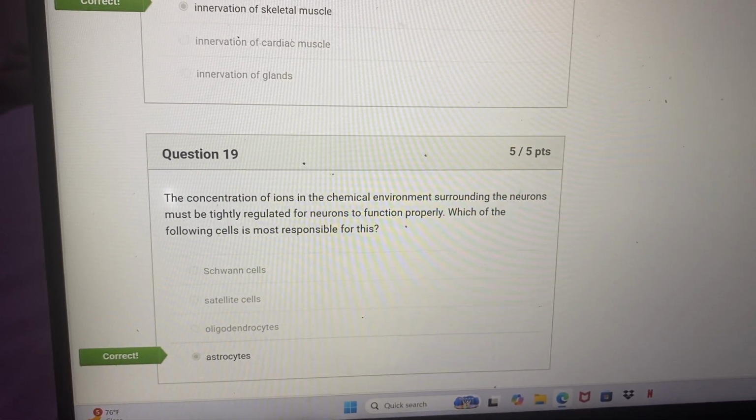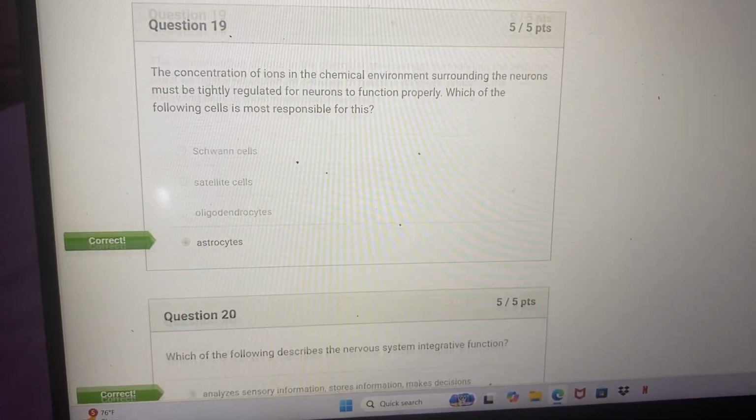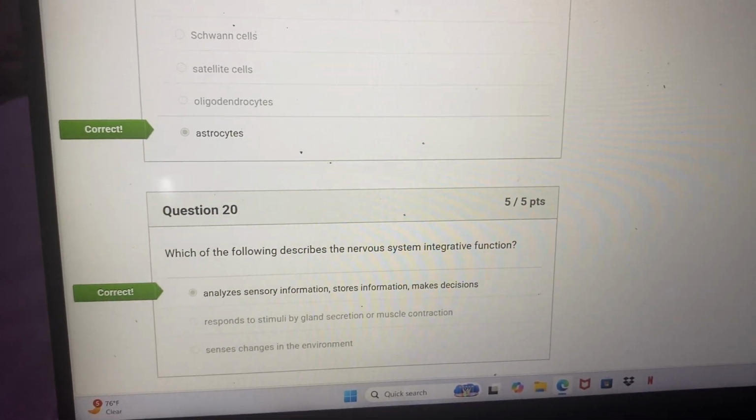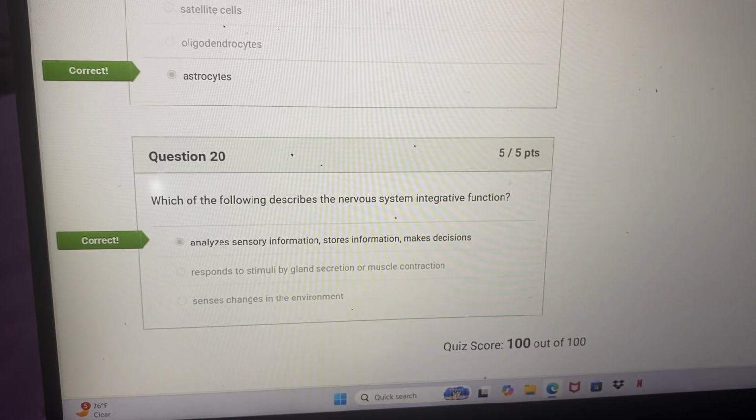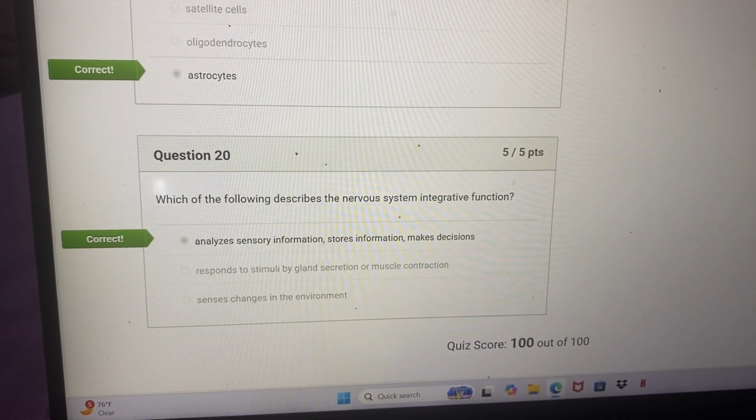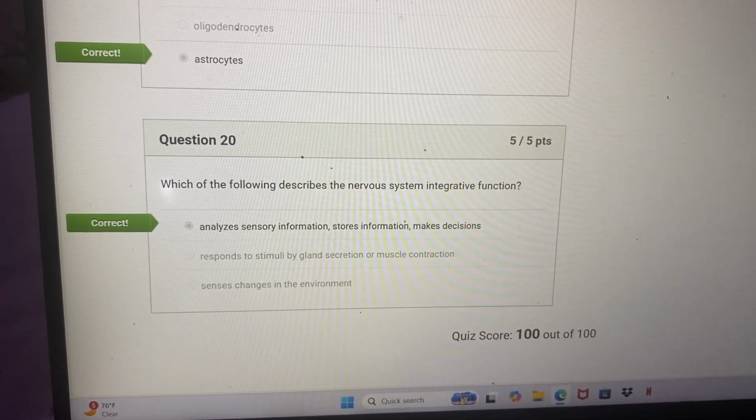The concentration of ions in the chemical environment surrounding the neurons must be tightly regulated for neurons to function properly. Which of the following is most responsible for this? Astrocytes. Which of the following describes the nervous system integrative function? It analyzes sensory information, stores information, and makes decisions.